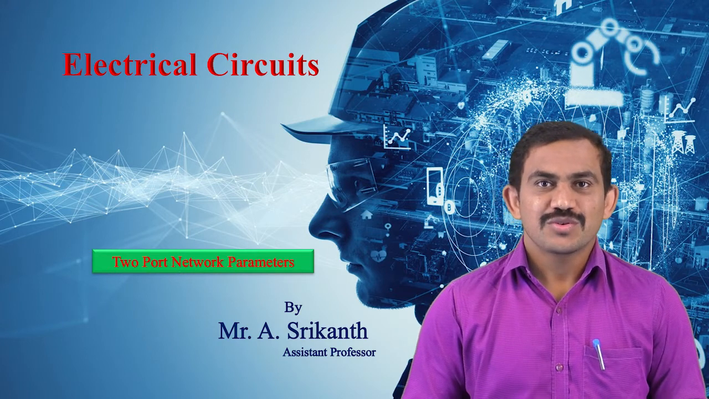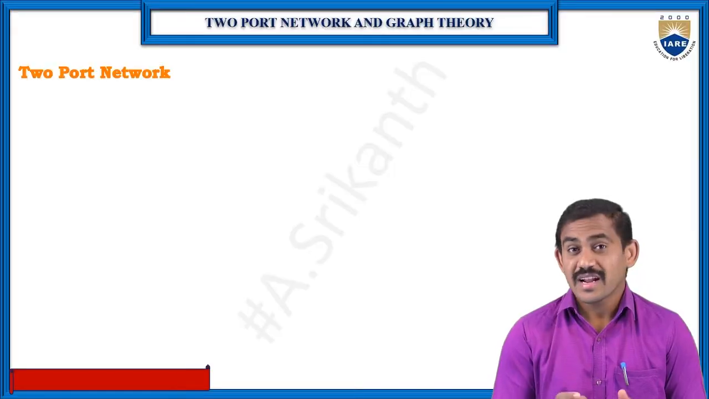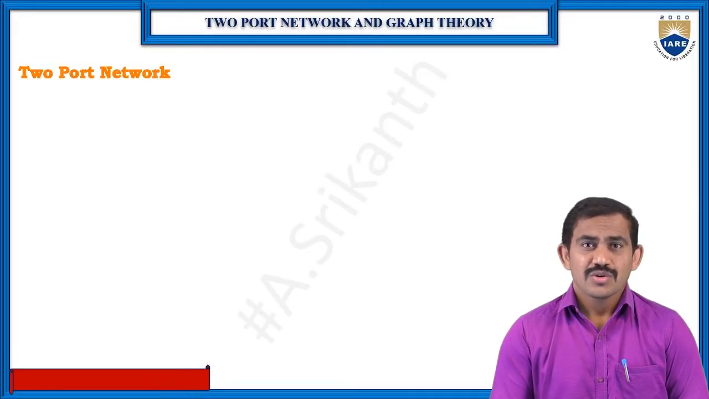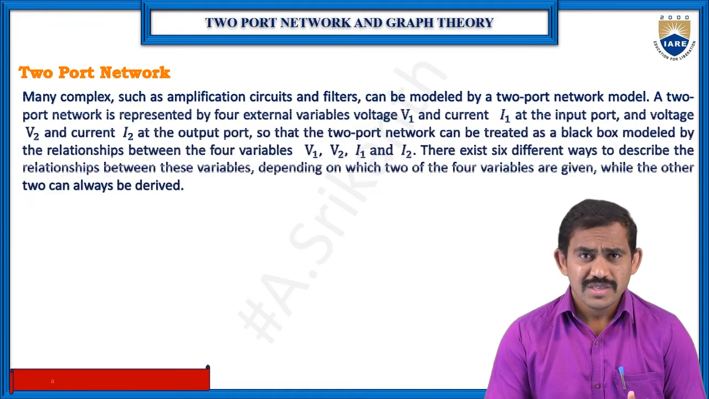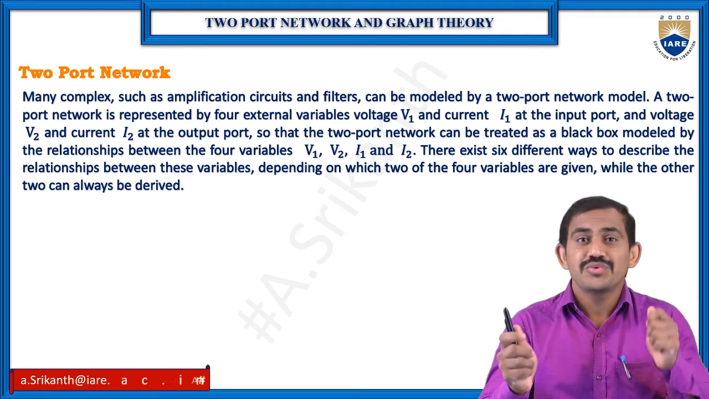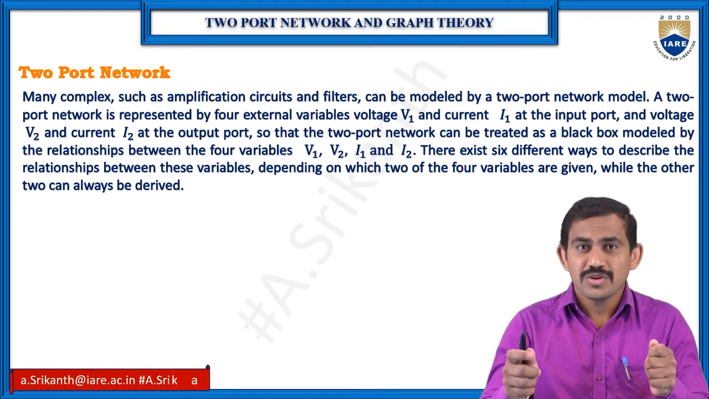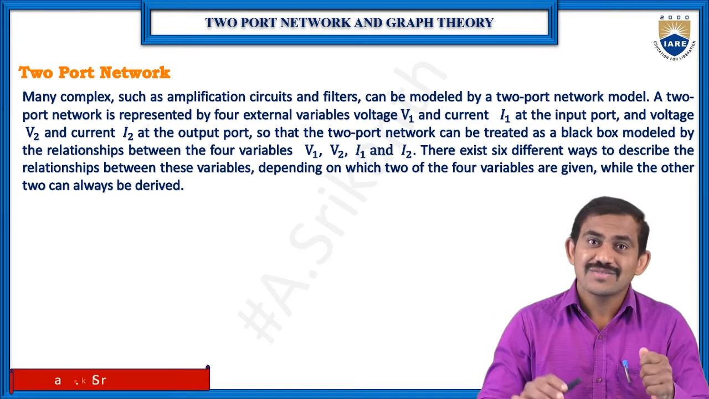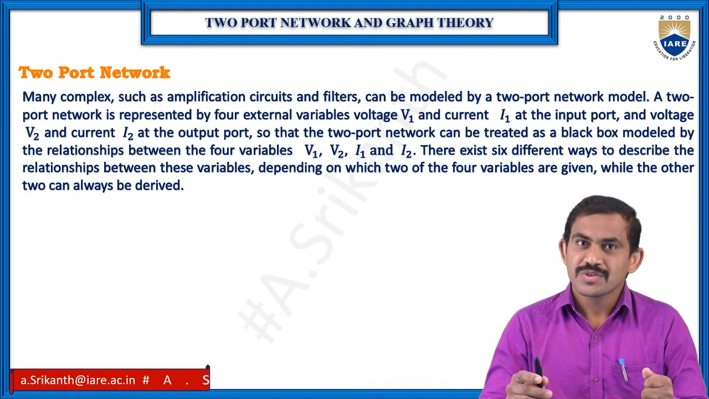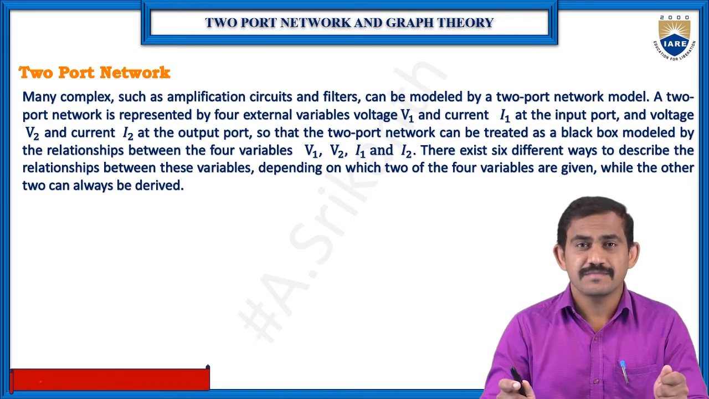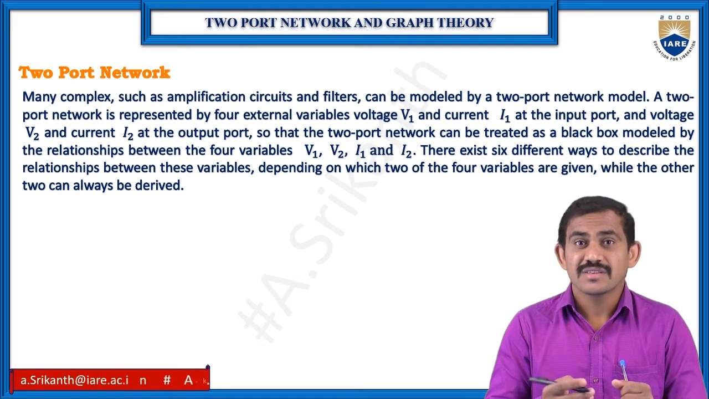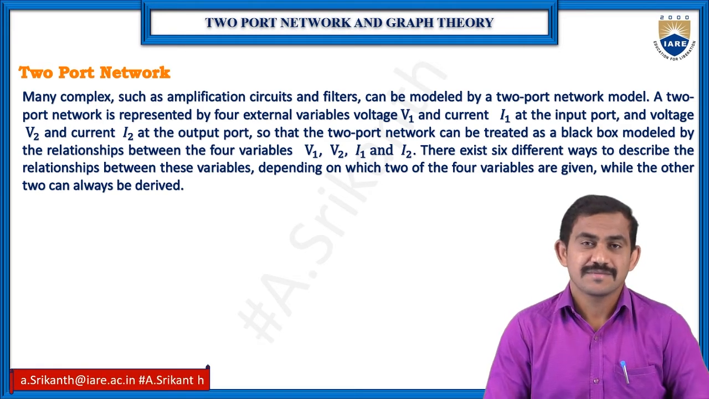Here I want to discuss two-port networks. For analysis purposes, we use two-port networks. A two-port network means we have a network with two ports, primary as well as secondary. On the primary side we have something, and on the secondary side we have something. Using this primary and secondary, like input and output, we can find different parameters.